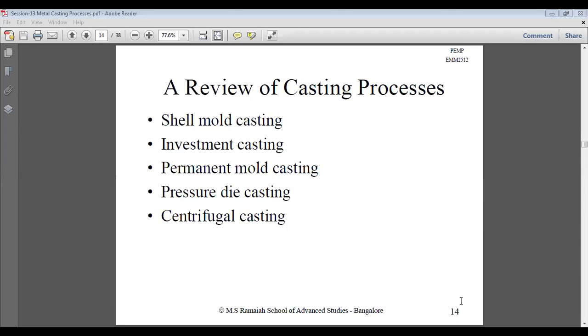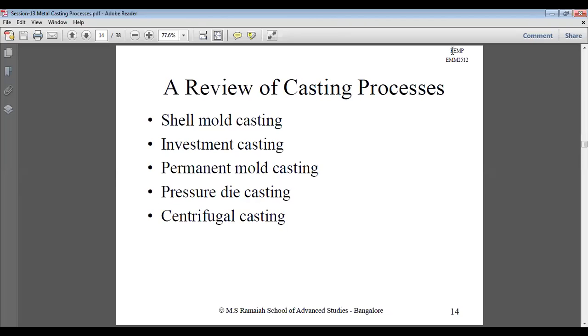Okay, so this is casting processes and some problems there. Okay, so we have got a review of casting processes. What special casting methods we have studied in detail earlier, today I'll be discussing all these special casting methods in brief.